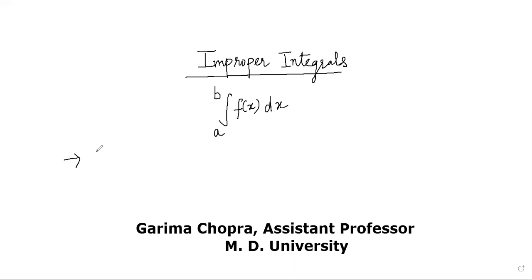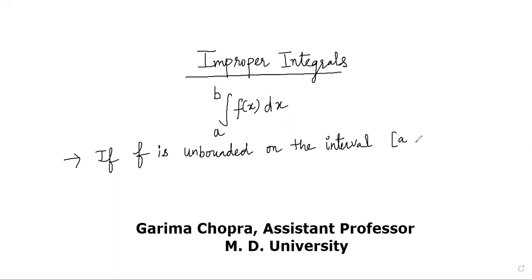The first is if we are saying here that f is unbounded. What we mean by unbounded is that it will be taking an infinite value at some point in this closed interval [a, b]. If f is unbounded on the closed interval [a, b].